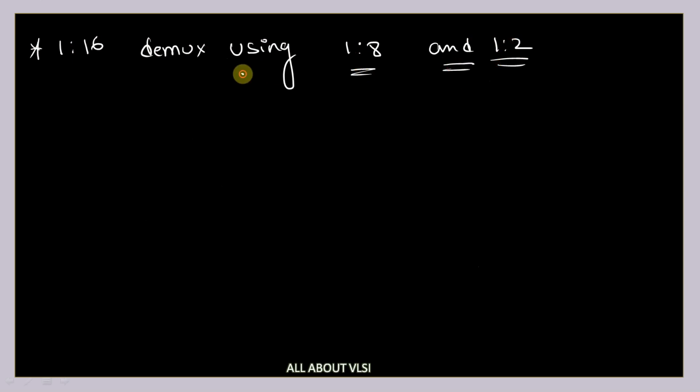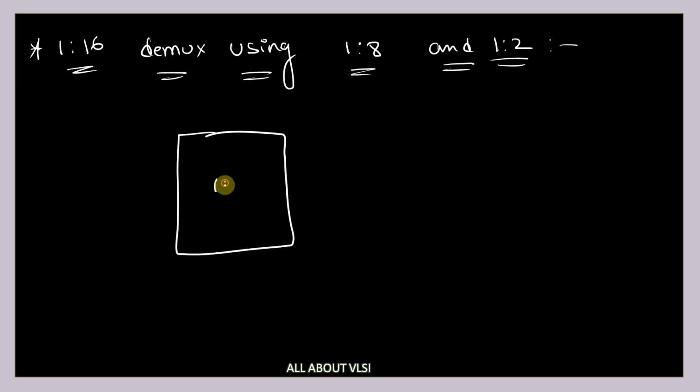And similarly, if I want to develop a 1:16 demux using 1:8 and 1:2, the same process I am going to follow. How to design this? In the first stage, I am going to have a 1:2 demux, which is going to have only one input and a select line. This is S3. Because a 1:16 demultiplexer will have 4 select lines. The fourth select line is given here, and according to the select line, you are going to select which demultiplexer should be selected.